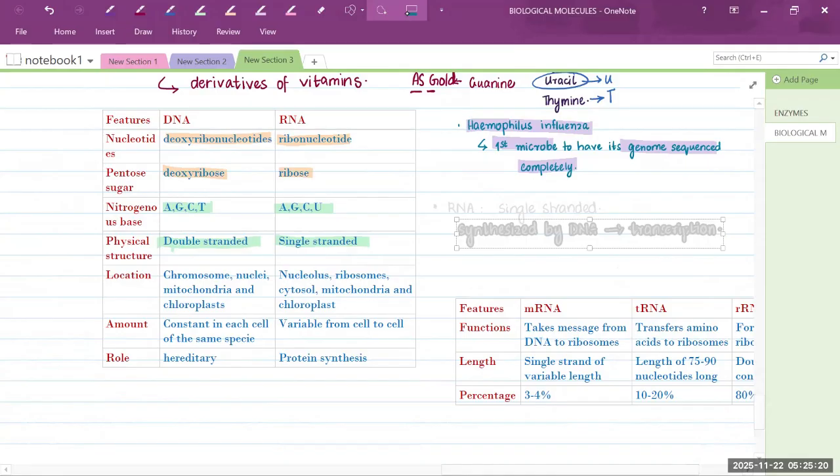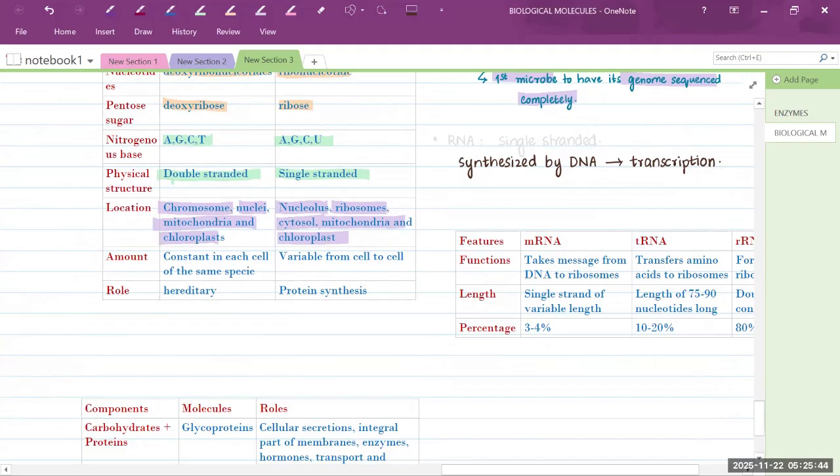RNA, here I have written this thing, is made in the process of transcription. We'll do that later on as well. The location of DNA is chromosomes, nuclei, mitochondria, and chloroplast. The same is for RNA. It has nucleolus. Mitochondria and chloroplast is the same. Ribosomes and cytosol are the extras.